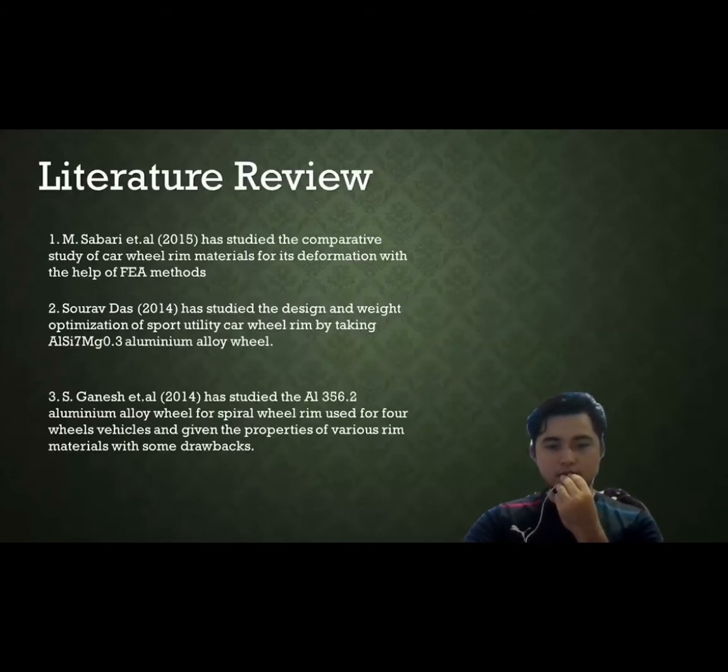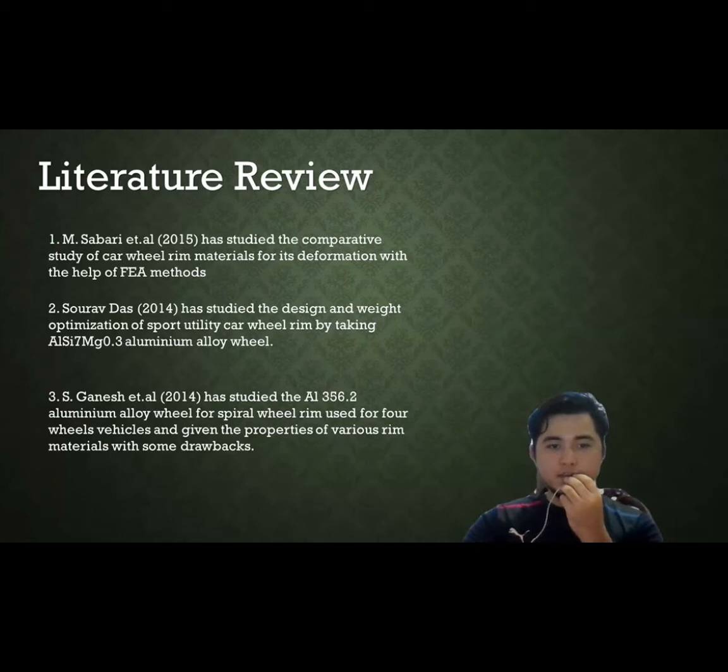This is a literature review. First, M. Sabari and others in 2015 did a comparative study of wheel rim material for its deformation. In this study, they considered the type of material, which is carbon steel and aluminum alloy.